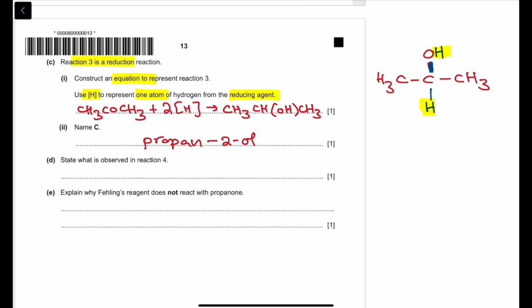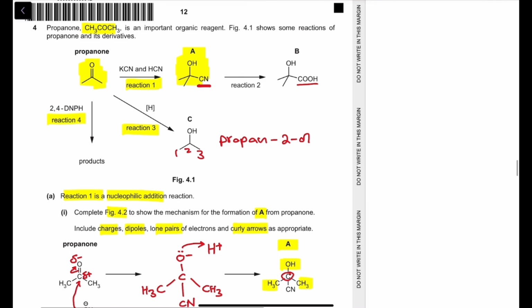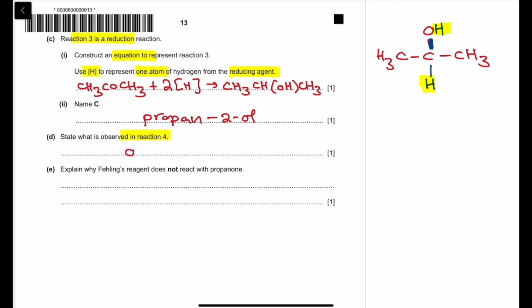State what is observed in reaction 4. So if we take a look at reaction 4, we've taken propanone and we've added 2,4-DNPH. Now, 2,4-DNPH is used to test for the presence of the carbonyl group, the C double bond O group. And since it is present, we will get a positive result and we will end up with an orange precipitate. The mark scheme also accepts red and yellow.